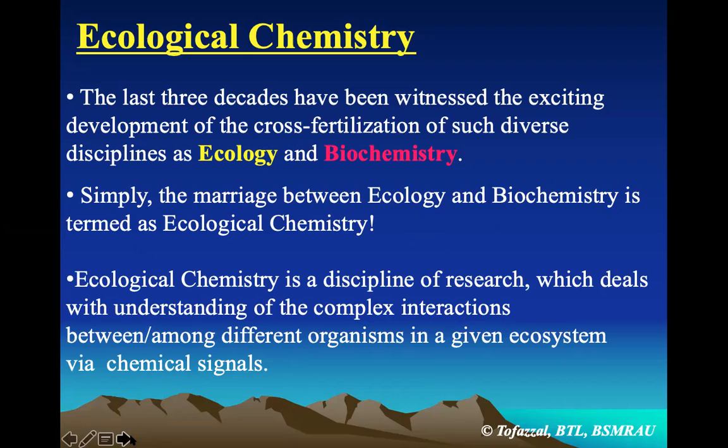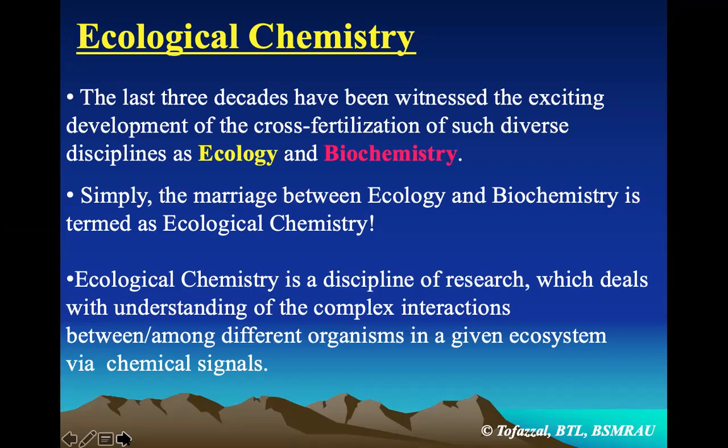So it is very clear, ecological chemistry originated from the cross-fertilization of two disciplines, two subjects. One is ecology, another is biochemistry, and it deals with the chemical substances that are involved in complex interactions between or among different organisms in a given ecosystem. For example, in a marine ecosystem, thousands of organisms are living there, and each organism has some chemical communication system to talk with the other members in the ecosystem.